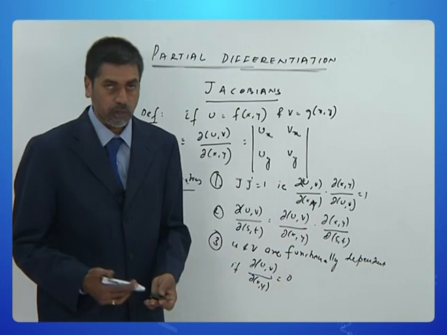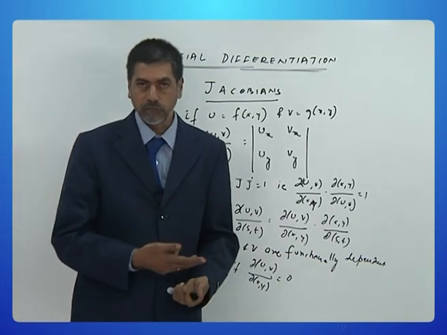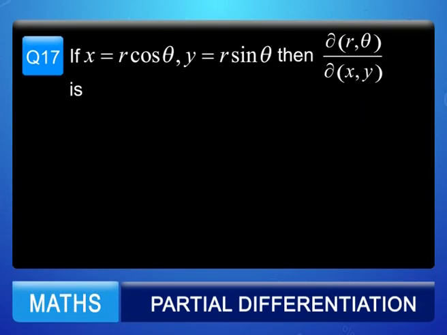So in the next few problems, I will show you how we must use the knowledge of Jacobians to do some very important problems. Question number 17 gives the transformation x is equal to r cos theta, y is equal to r sin theta. The problem is to find dou r theta by dou xy.